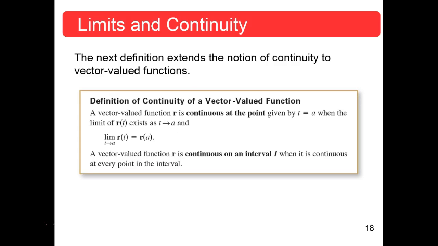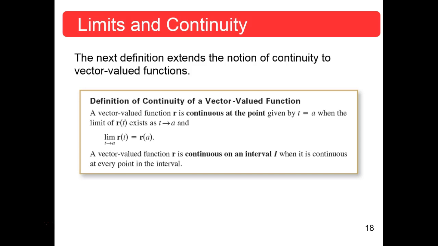So the next definition extends the notion of continuity to vector value functions. A vector value function r is continuous at the point given by t equals a when the limit as t approaches a exists. So first the limit has to exist, and the limit as t approaches a of r of t has to be r of a. Remember what we said before, the limit may exist, but it may not be that value. For continuity to be true, it has to be that value.